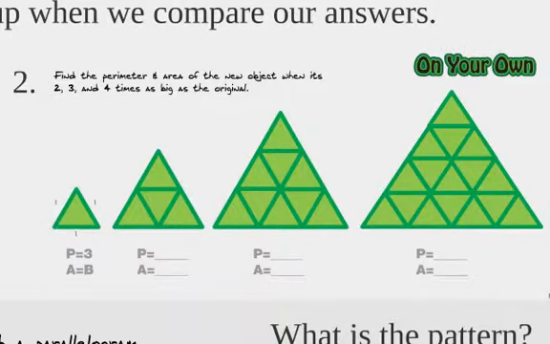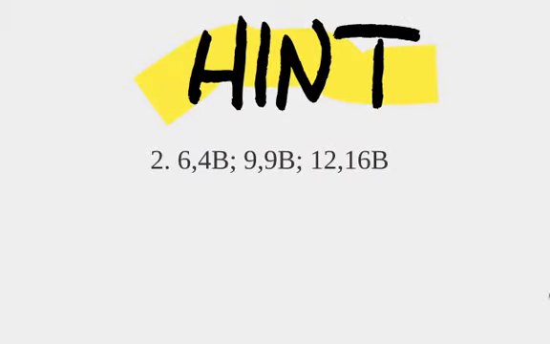Here are your answers for number 2. Notice here that 4, 9, and 16 were the same numbers we saw last time. How could we get 4 when we double it? How could we get 9 when we triple the lengths? And how would we get 16 when we multiply the lengths by 4? Any idea?